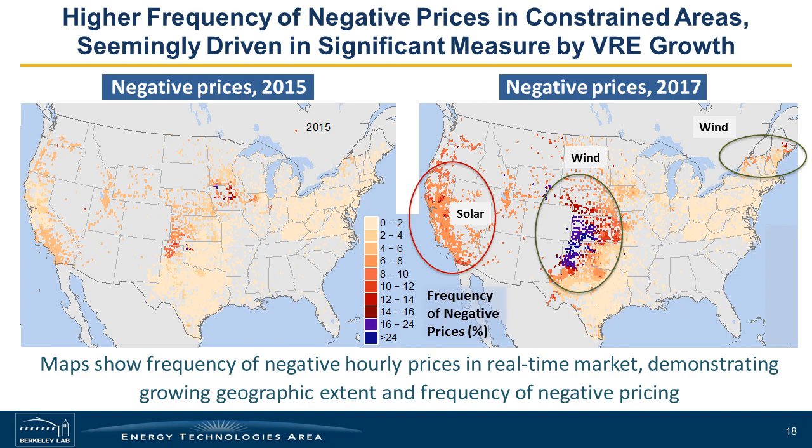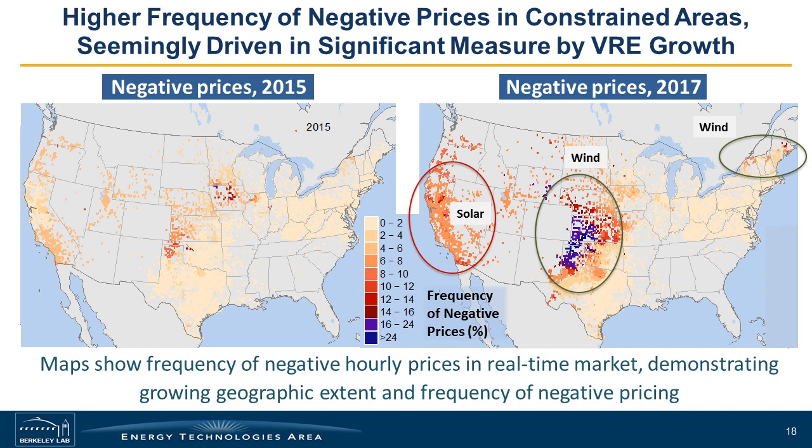These negative locational marginal prices were very frequent in California. We also see them spilling out to other parts of the West. They're also pervasive across the wind-rich regions of Southwest Power Pool. We see them growing across parts of Texas. We're also starting to see them appear in northern parts of New York, in Maine, and in New Hampshire.